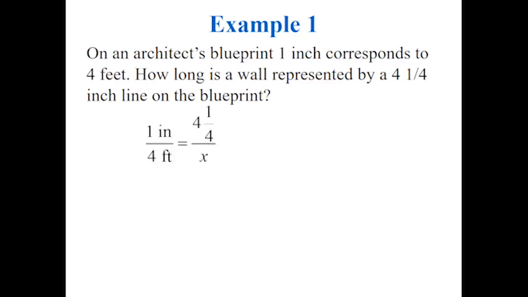So how do we figure out what goes on the right and in which order? Well, on the left, we put 1 inch on the top, 4 feet on the bottom. That means inches are on the top and feet are on the bottom. 4 1/4 inch, therefore, would go on the top. How long the wall is going to be in feet, and we don't know. It's X, it's unknown. It goes on the bottom.